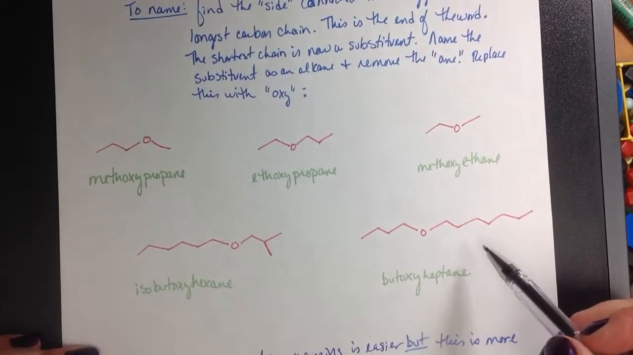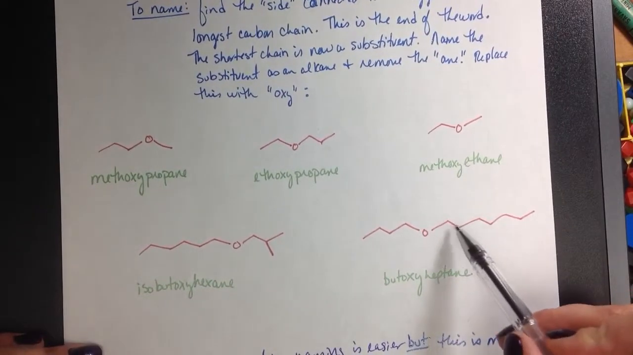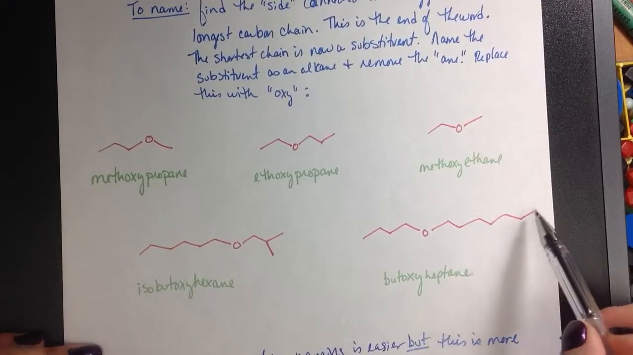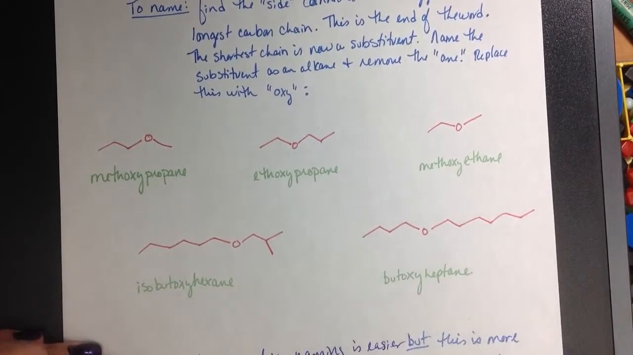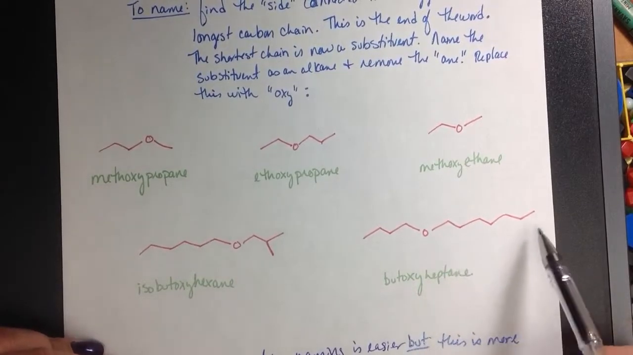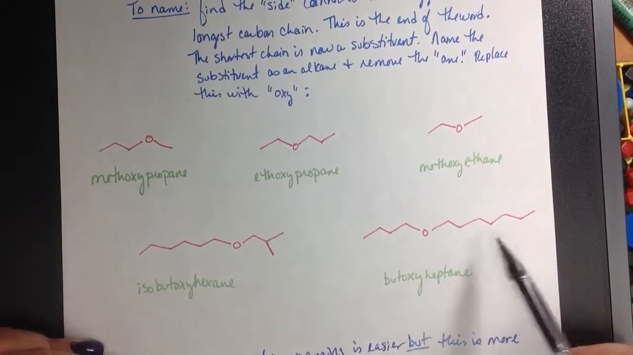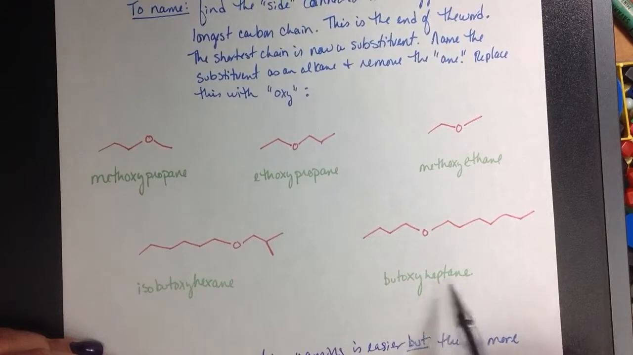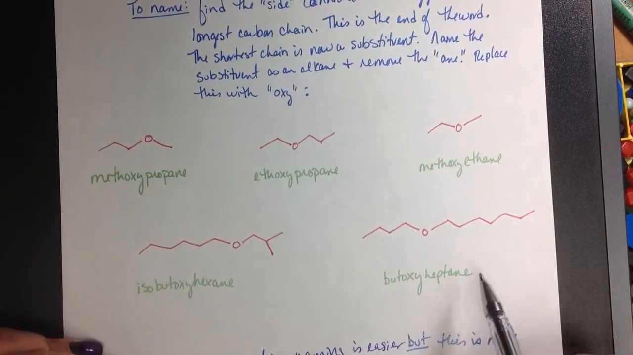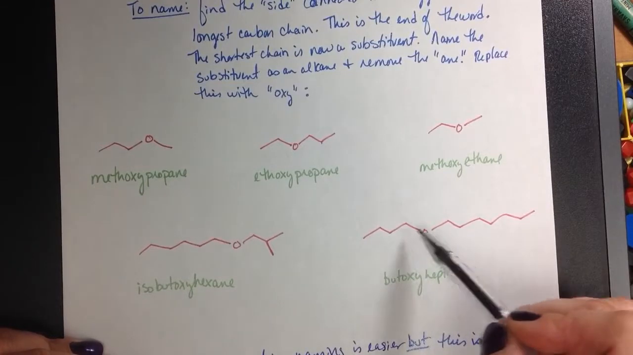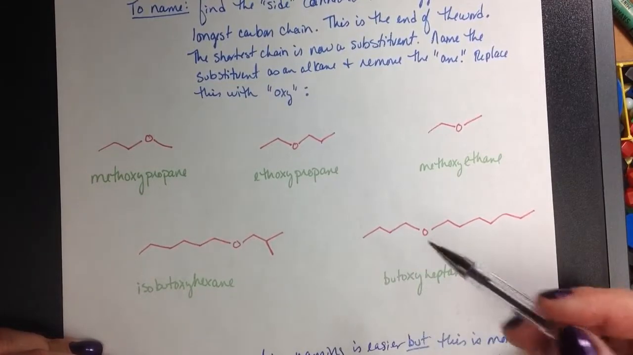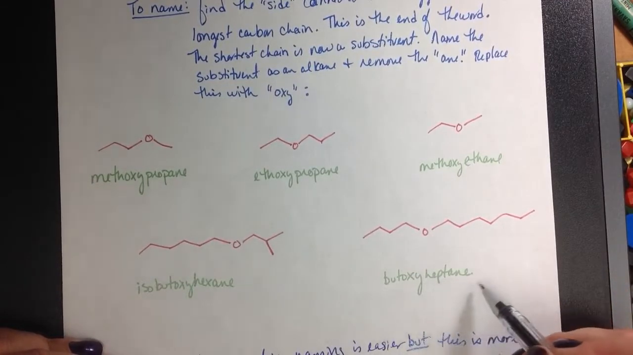This one hopefully is a little bit simpler. We've got 1, 2, 3, 4, 5, 6, 7 carbons in this direction. We've got 1, 2, 3, 4 in this direction. So this is the parent chain, and as well you name the end of the word here. So that's heptane. And this is your substituent. And since there's 1, 2, 3, 4 carbons coming off of there, that's a butoxyheptane.